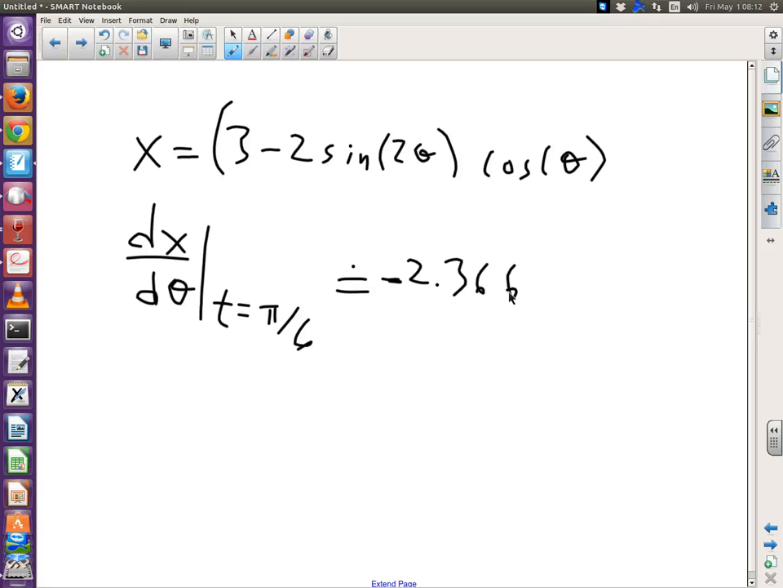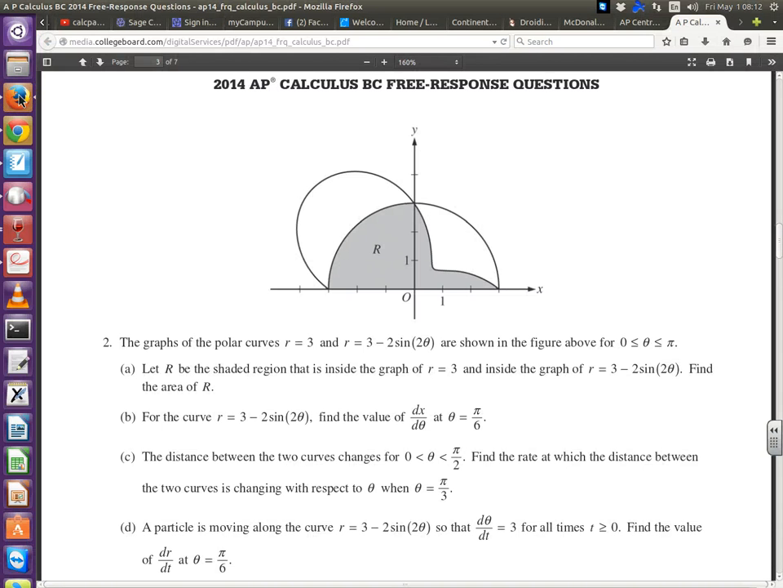All right. Are you ready for part C? All right, part C. The distance between the 2 curves changes for theta varying from 0 to pi over 2. Find the rate at which the distance between the 2 curves is changing with respect to theta when theta is pi over 3. So what's the distance between, from 0 to pi over 2? First quadrant. What's the distance between this and this? The area between them. Right, they're talking about the radial distance, right? The r distance, delta r. That's what they're talking about.